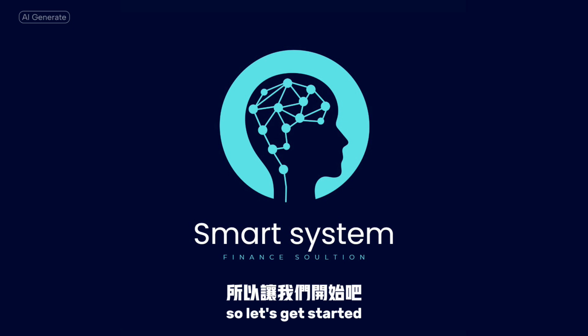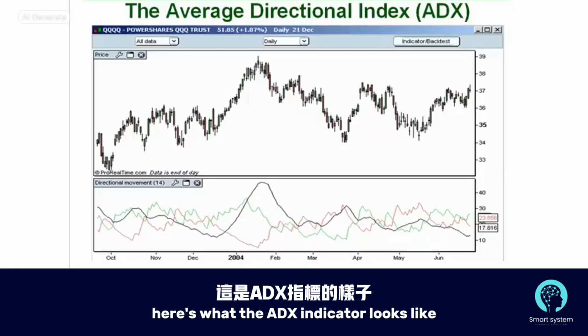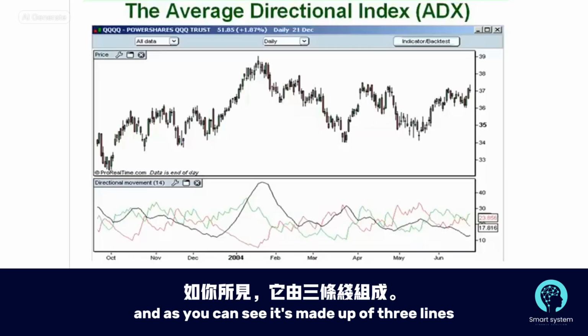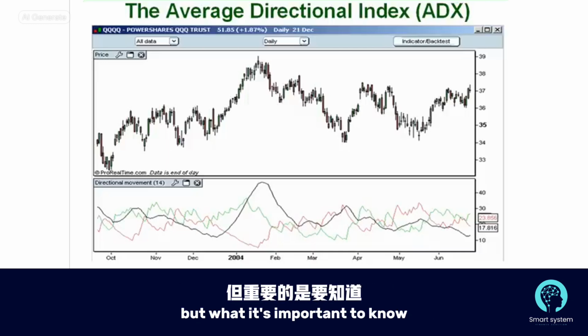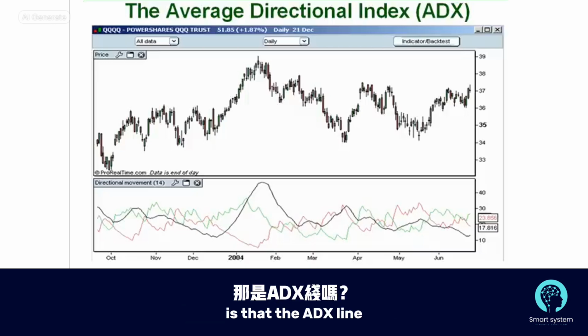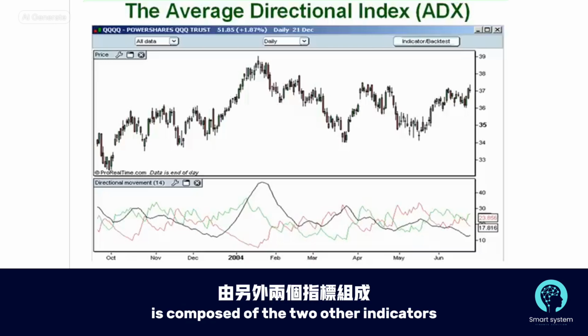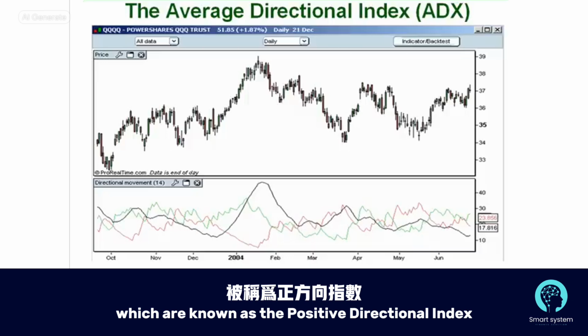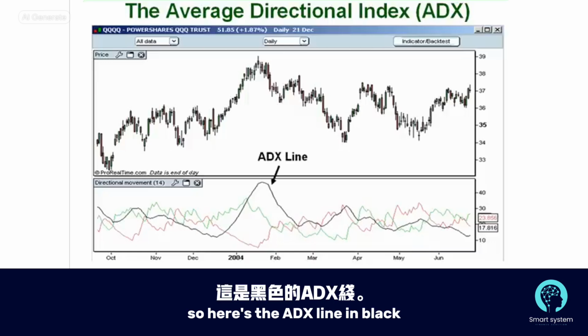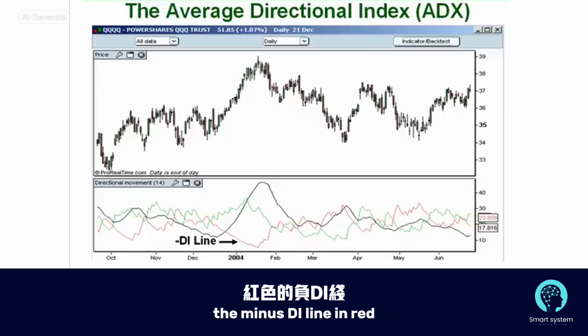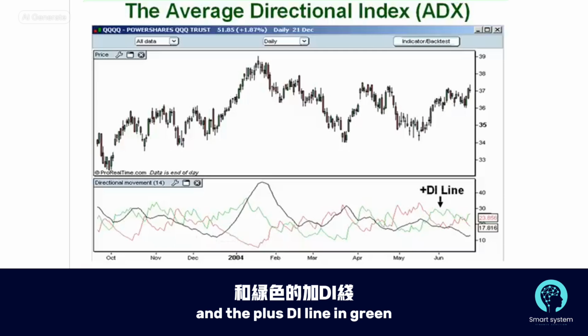So let's get started. Here's what the ADX indicator looks like when it's plotted on a chart, and as you can see it's made up of 3 lines. I'm not going to go into the exact formulas for each line, but what is important to know is that the ADX line is composed of the 2 other indicators, which are known as the Positive Directional Index, or plus DI line for short, and the Negative Directional Index, which is the minus DI line for short. So here's the ADX line in black, the minus DI line in red, and the plus DI line in green.